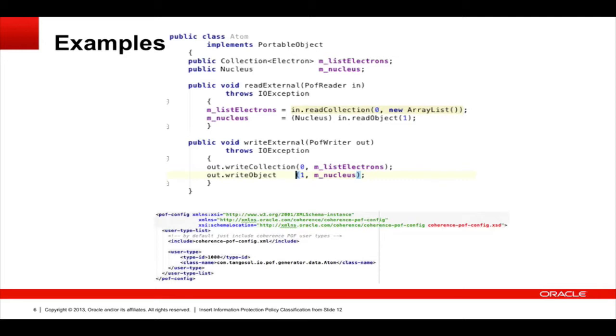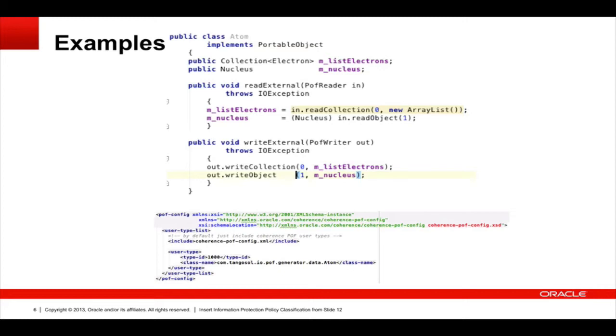So here, atom implements portable object. We implement the read external and write external methods with the appropriate serialization logic. At the bottom here, we can see that we have an XML snippet. The XML snippet is used by a POF context. So the configurable POF context can be configured via XML. And so this XML registers a user type ID of 1000 with a class name of atom.